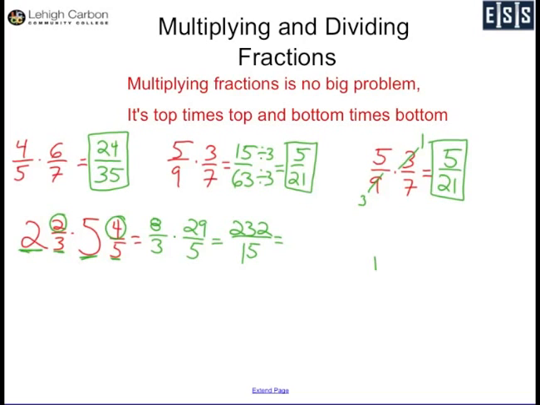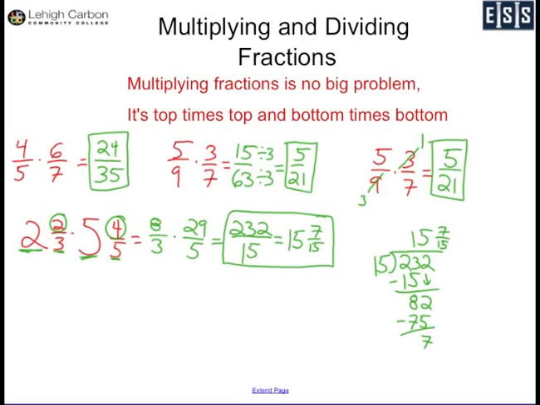To do that, I say 15 goes into 232 how many times? 15 goes into 23 once. 1 times 15 is 15. Subtract, and I get 8. Bring down my 2. 15 goes into 82 5 times. 5 times 15 is 75. Subtract again, and I have 7 left over. So this is 15 7/15. These answers are equivalent. Which form you use depends on what you need.